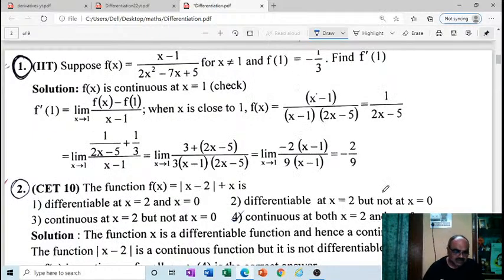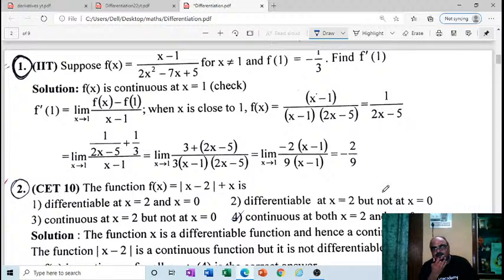Next. I think the screen is clearly visible now, isn't it? Let me take another sum. f of x is equal to x minus 1 by 2x square minus 7x plus 5 for x not equal to 1. And f of 1 is equal to minus 1 by 3. You are supposed to find here f dash of 1. Differentiate it and find f dash of 1 here.